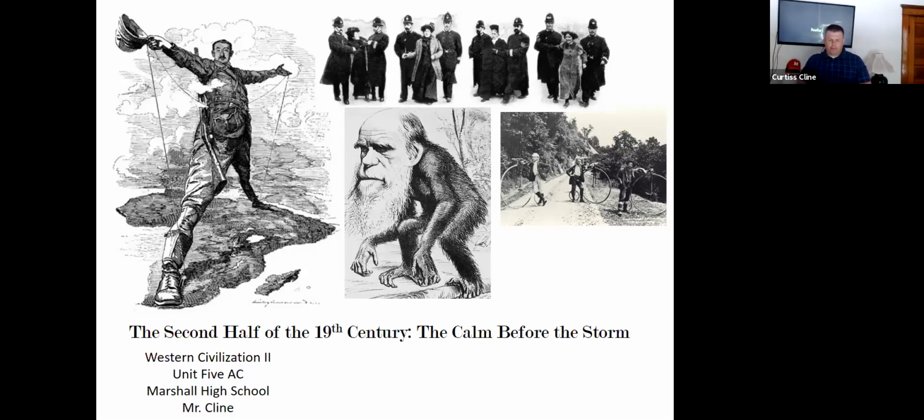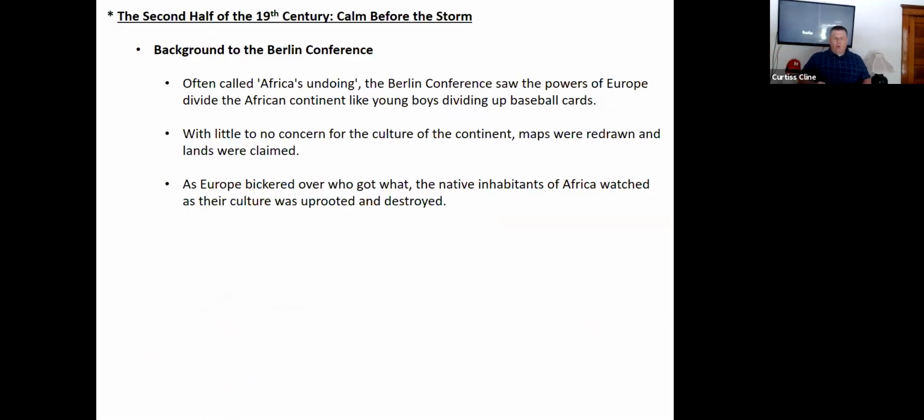the next unit. So, often called Africa's undoing, the Berlin Conference saw the powers of Europe divide the African continent like young boys dividing up baseball cards. And with little to no concern for the culture of the continent, maps were redrawn, lands were claimed, and as Europe bickered over who got what, the native inhabitants of Africa watched as their culture was uprooted and destroyed.